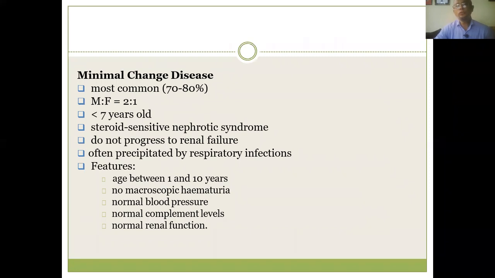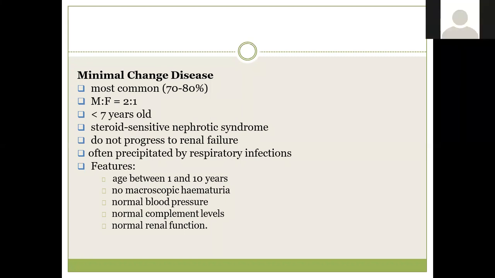Now comes the main etiological cause, that is minimal change disease. The most important cause of nephrotic syndrome in children is minimal change disease. It is more common, 80% of the children's main cause is this minimal change. Males suffer more, the ratio is 2:1, and it usually presents mainly under the age of 7 years.